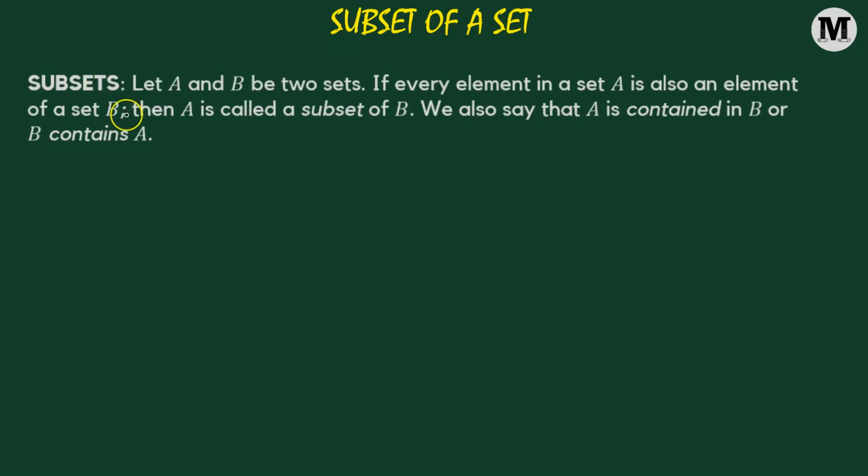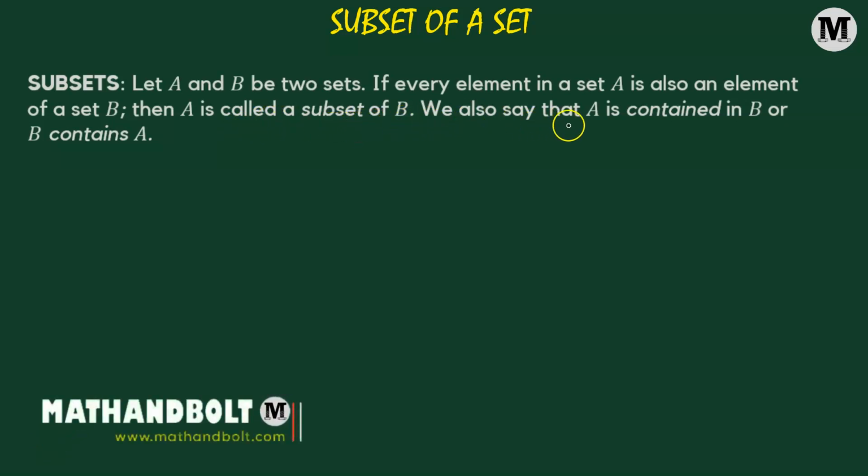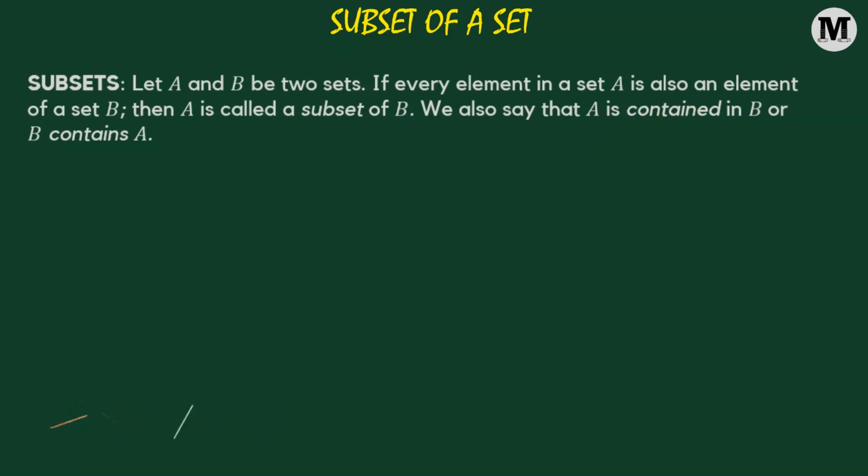In today's lecture, we will discuss subsets. Let's go through the definition first. Let's say we have two sets A and B. If every element in a set A is also an element of a set B, then A is called a subset of the set B. We can also say that A is contained in B or B contains A.